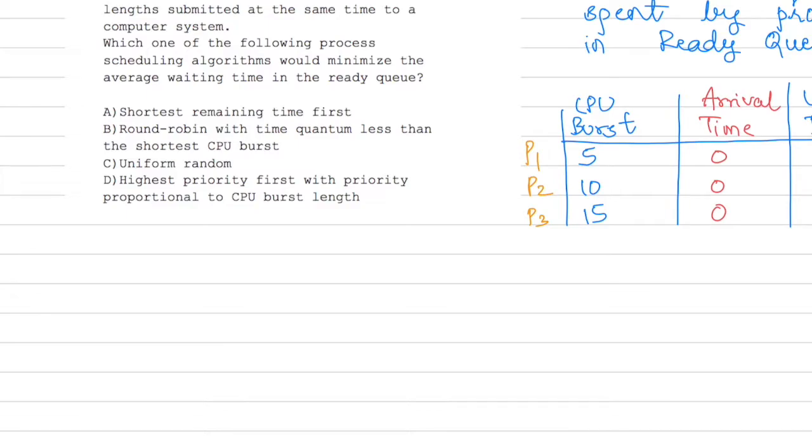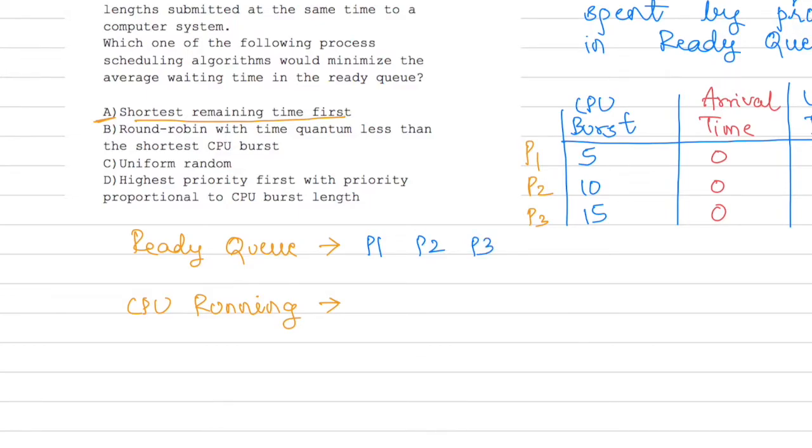Okay, so let's start with our option A, which is shortest remaining time first. So here is my ready queue. Let this be my ready queue, and here is my CPU running timeline. Okay, so A is shortest remaining time first. So this is the arrival time. So at arrival time 0, all the three processes P1, P2, P3 have arrived. So they will come into my ready queue. So in the ready queue I have P1, P2, P3 at time equal to 0.